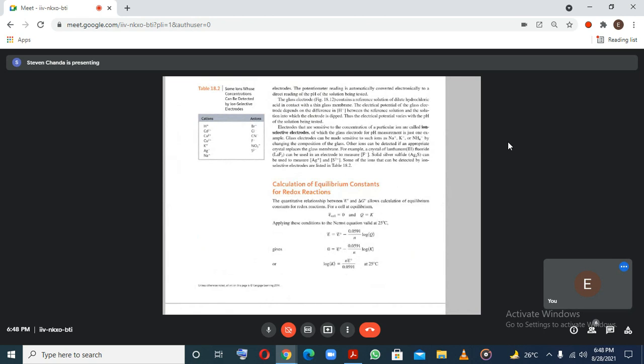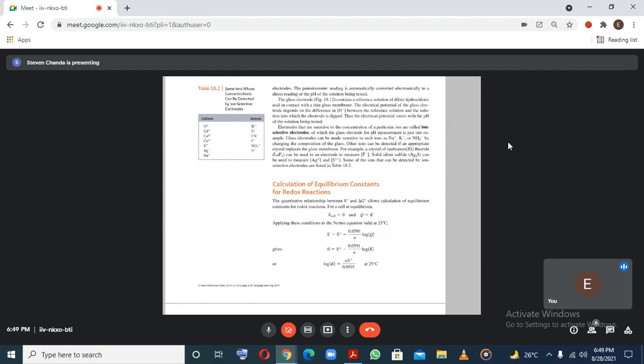So remember what we had discussed, right? It is the quantitative relationship between the standard cell potential and the standard change in free energy, which allows calculation of the equilibrium constant for a redox reaction. So what happens when a cell is at equilibrium? When a cell is at equilibrium, here's what happens. First of all, the cell potential is going to be zero.